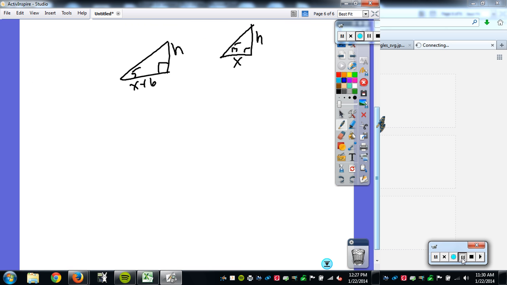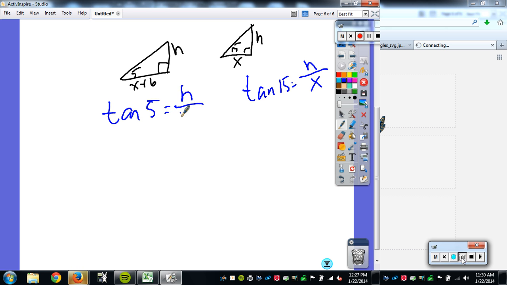Tangent. So this one right here is tangent of 15 equals h over x. Right? Opposite over adjacent, right? How about this one? Can anybody tell me the trig function of this one? Tangent of 5 equals h over x plus 6. Do we have any questions? Okay. Notice, guys, both equations have an h and both equations have an x, so substitution would probably be a good way to go.